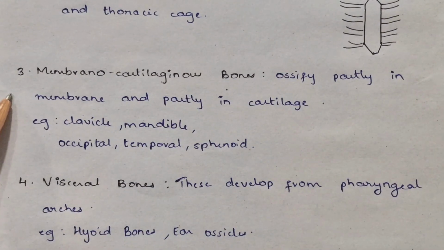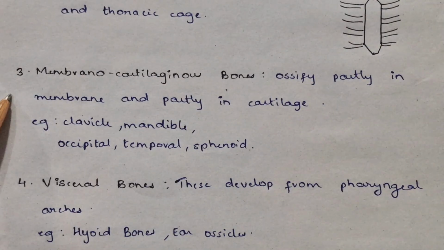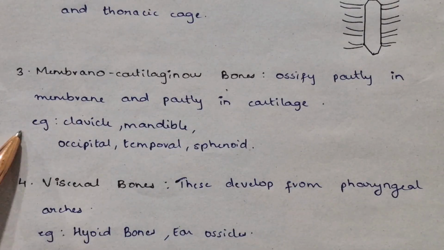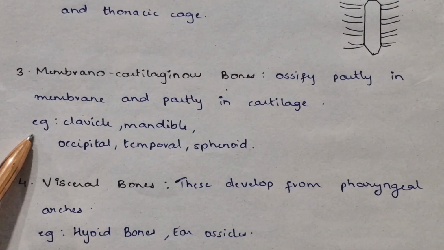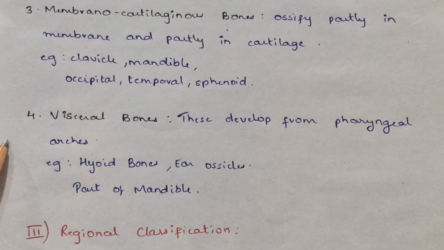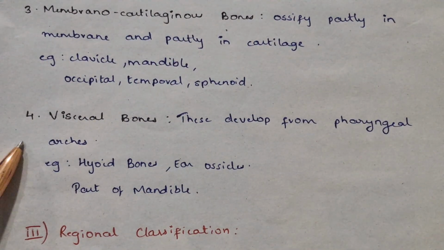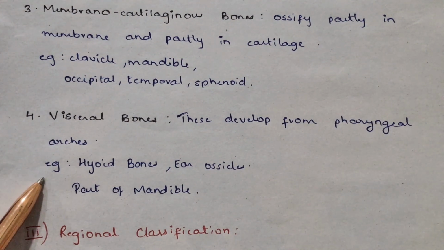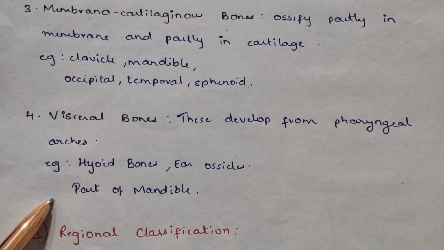The third one is membranocartilaginous bones. These ossify partly in membrane and partly in cartilage. For example, the clavicle, mandible, occipital, temporal, and the sphenoidal bones. And the fourth one is visceral bones. These develop from pharyngeal arches. For example, the hyoid bone, ear ossicles, and part of the mandible.